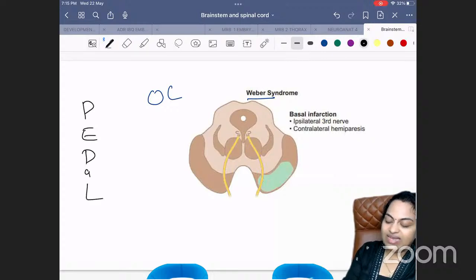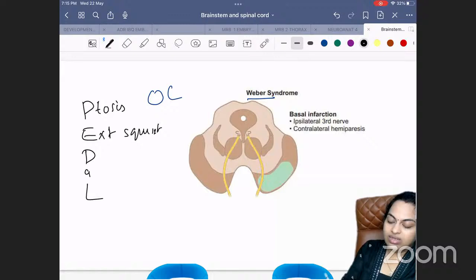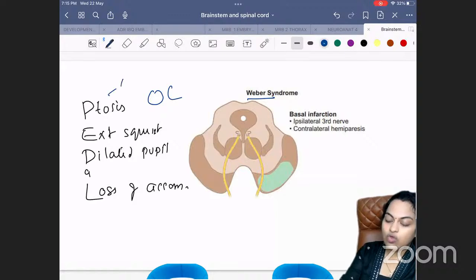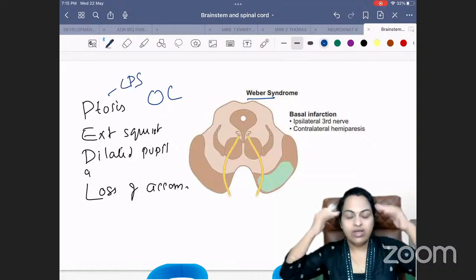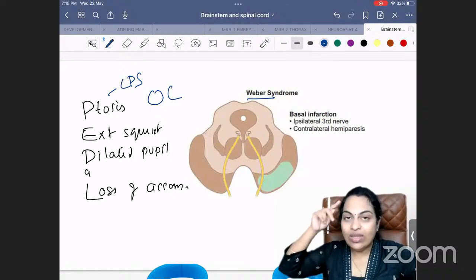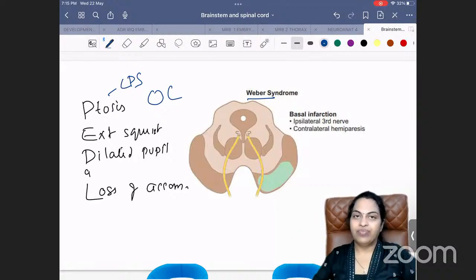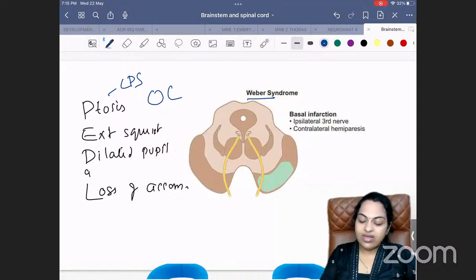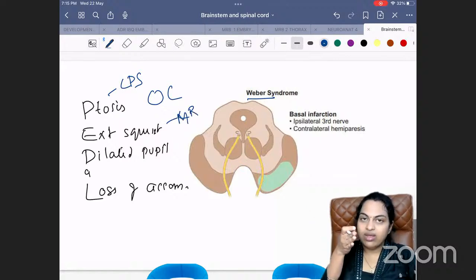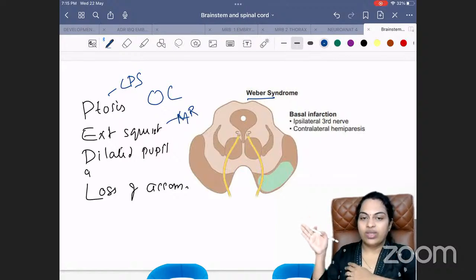PED, make the A silent and L. Oculomotor nerve palsy: ptosis, external squint, dilated pupil, loss of accommodation, right? Why does ptosis occur? Due to paralysis of levator palpebrae superioris. Levator palpebrae superioris is the only elevator of your upper eyelid. It opens the eye. Paralysis of that causes ptosis. External squint is due to paralysis of the medial rectus. Medial rectus will adduct the eyeball, right? Paralysis of that causes external squint.